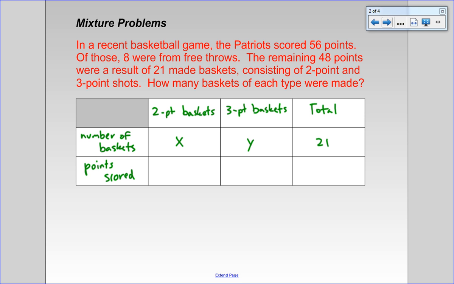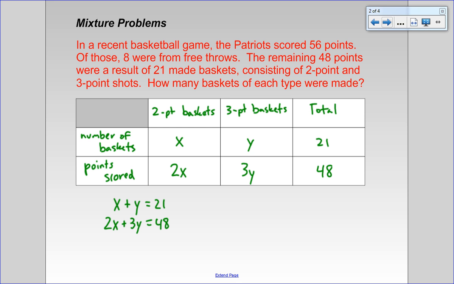Now let's consider the number of points scored with these baskets. If x 2-point baskets were made, each one being worth 2 points, the number of points scored on those baskets then is 2x. And similarly, the number of points scored on the 3-point baskets would be 3y. The total number of points scored on 2-point baskets and 3-point baskets together is given as 48. Now this table helps us to generate a system of equations that represents the problem. First, considering the number of baskets, we see the equation x plus y equals 21. And then considering the number of points scored, we have the equation 2x plus 3y equals 48.